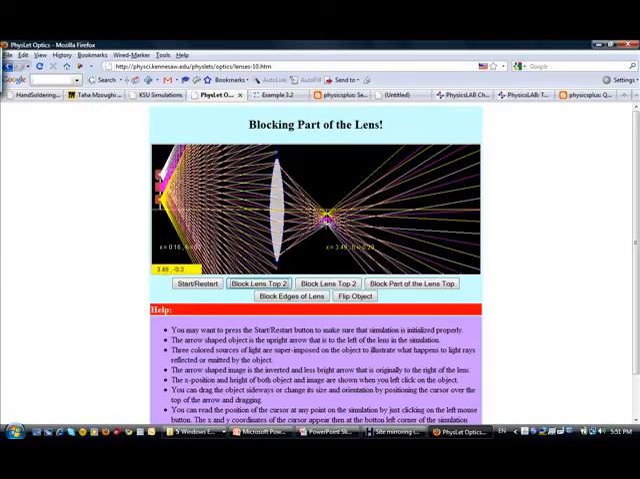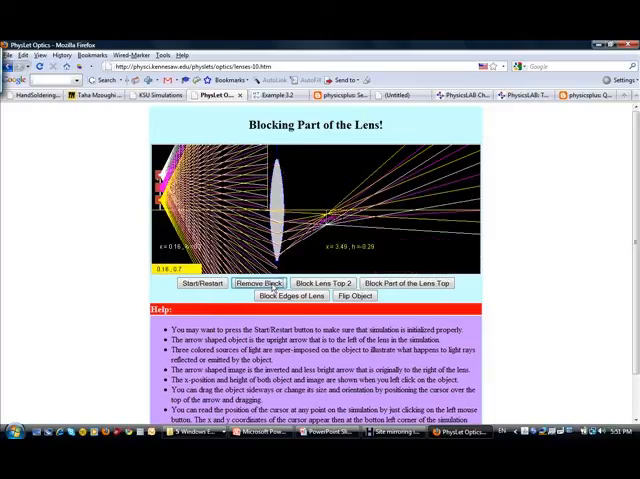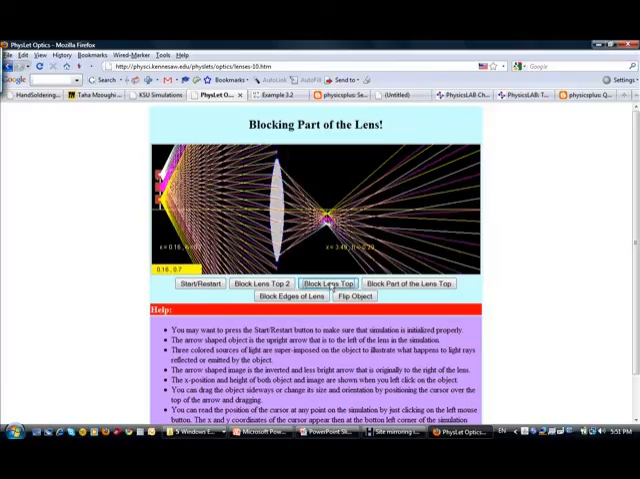Look at the size. All that happens here is that the amount of light that reaches the screen is going to be less. But the image is the same size, the same shape, the same everything. It's just dimmer. Okay, if I block from the other side of the lens, that does not make any difference.